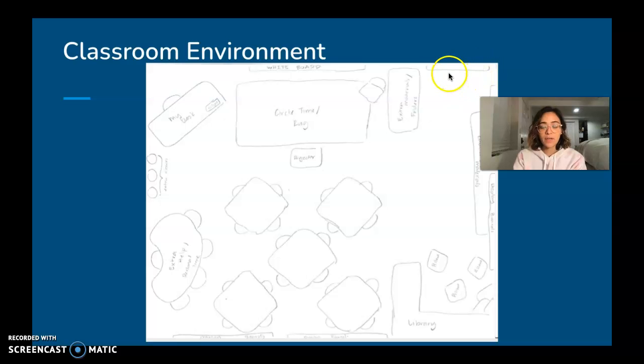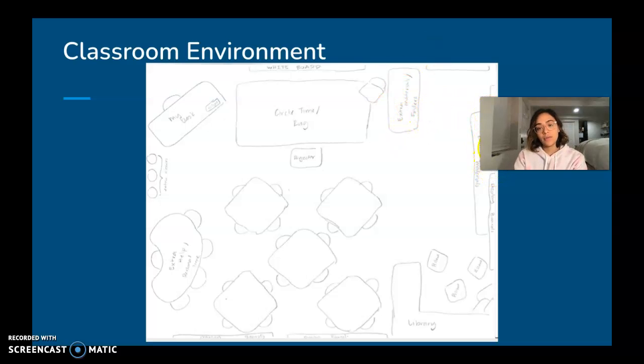Up here is my front door, and as soon as you walk in, you can see over here I have extra materials and folders. This is where the students would turn in their weekly packets with the homework. And this is where the students, if they forgot a pencil, or they need paper or anything, can access that stuff.